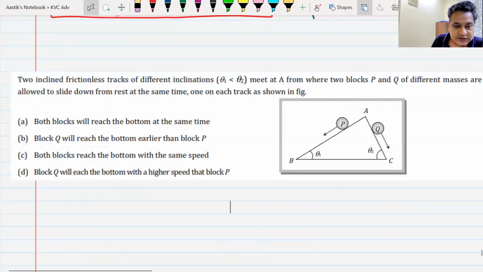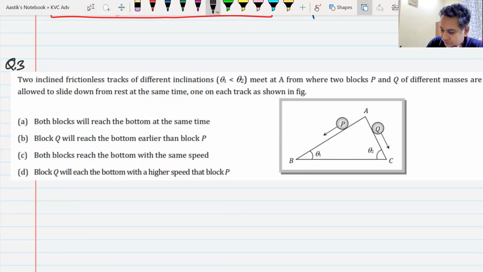So this is the next question. Two inclined frictionless tracks of inclination theta 1 and theta 2, theta 1 is less than theta 2, meet at A. Two blocks of different masses are allowed to slide down from rest at the same time, one on each track as shown in the figure. Which is the correct option?